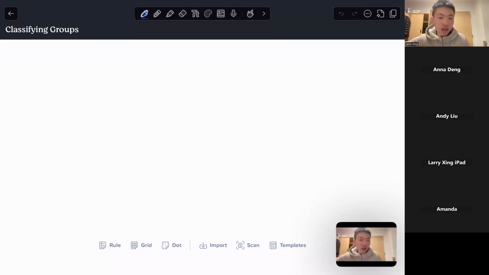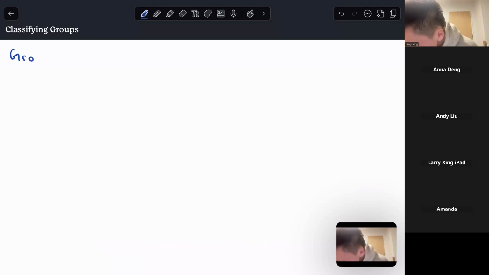Today we're going to be talking about group theory and essentially the basic ways of classifying groups. And I guess before we can talk about the interesting things, like how we can figure out what all groups of size 7 are, we first need to define what is a group. So what is a group?